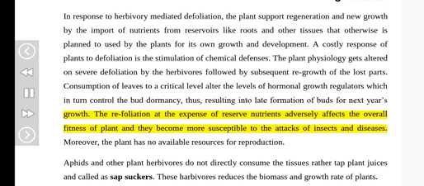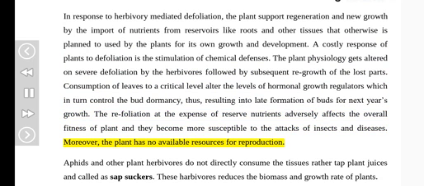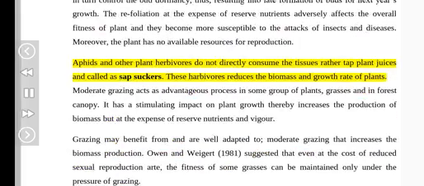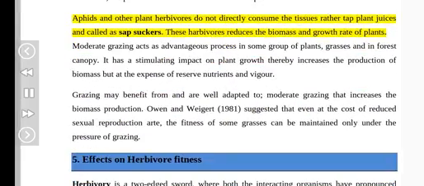The refoliation at the expense of reserve nutrients adversely affects the overall fitness of the plant, and they become more susceptible to the attacks of insects and diseases. Moreover, the plant has no available resources for reproduction. Aphids and other plant herbivores do not directly consume the tissues, but rather tap plant juices and are called sap suckers. These herbivores reduce the biomass and growth rate of plants.